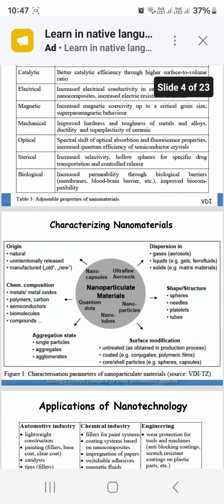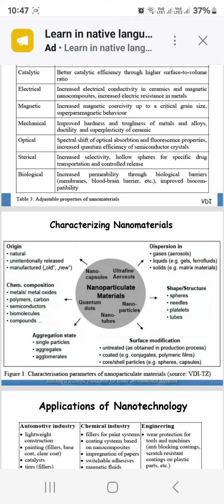Characterizing nanomaterials: there are many ways to characterize them, like the origin, natural, unidirectional release, dispersion, shape, structure, surface modification, aggregation state, and chemical composition. Chemical composition is like creating from semiconductors. If we are creating nano quantum dots or nanowires, we deposit some type of metals like silver or something, so that it can be synthesized or manipulated.